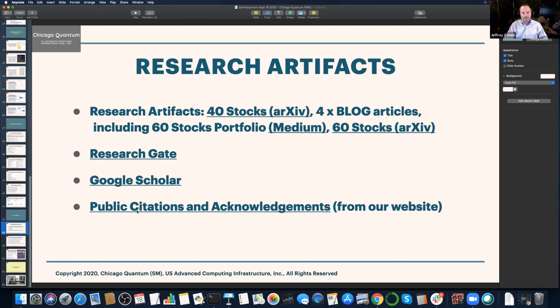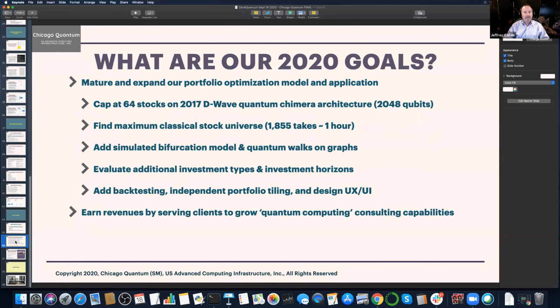And other companies are coming. Big companies are coming to talk to us because we've butted up against the edge, and they know that once we have access to Pegasus and we can do, I don't know, 200 stocks, we're still not scaling more than what I could do on my Macintosh. But at 200 stocks, two to the 200th is a serious number. Two to the 300 is a very serious number. And so that's great. What are our goals?